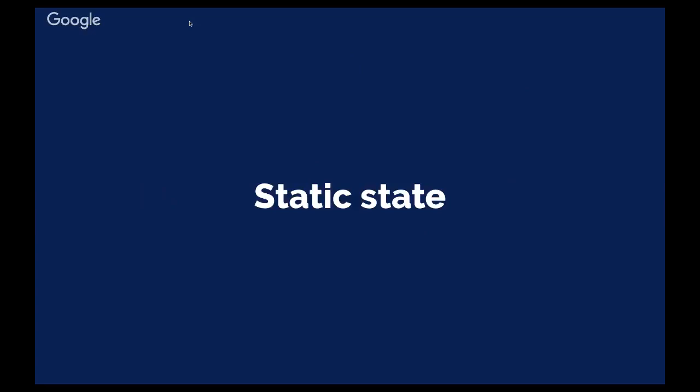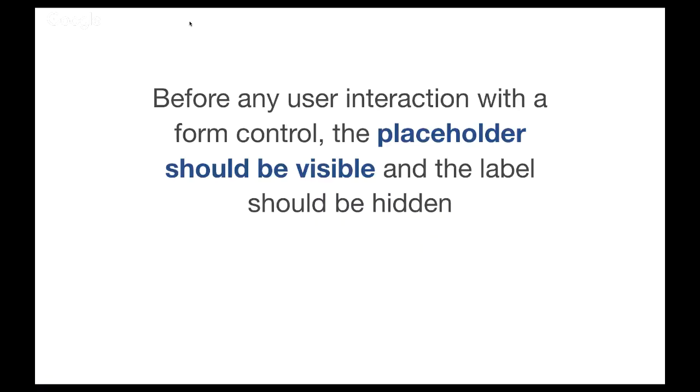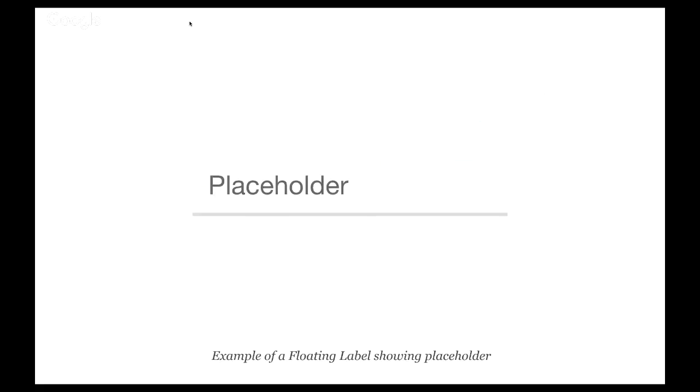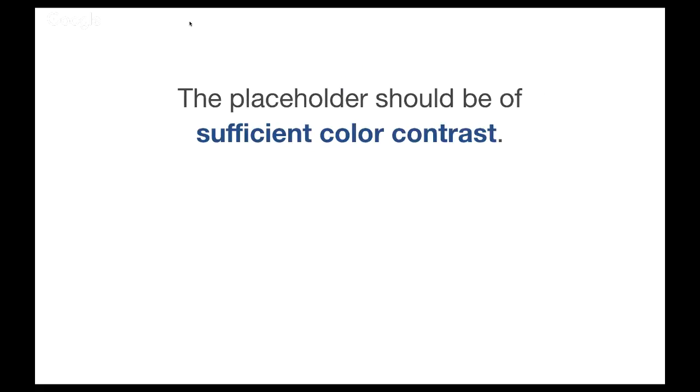So let's talk first about the static state. Before user interactions occur at all, as we saw before, the placeholder should be visible and the label should be hidden. So this little diagram shows the placeholder in place, and we've got a soft grey line under the form control, or the border bottom on the form control. The other thing is the placeholder should be of sufficient colour contrast so that it meets WCAG guidelines. In this case, I've set it to just on the barrier. It's set to #666, and that is just on the AA compliant.